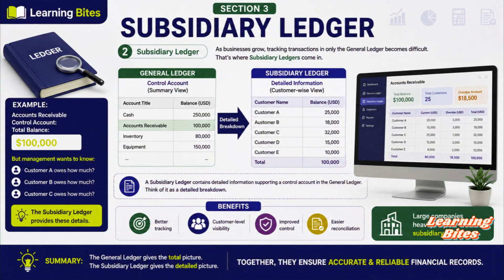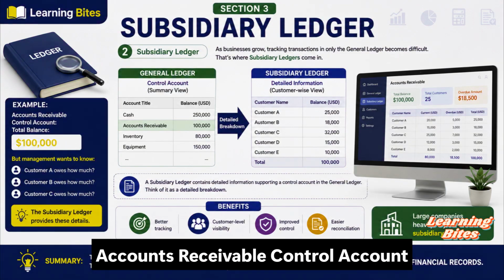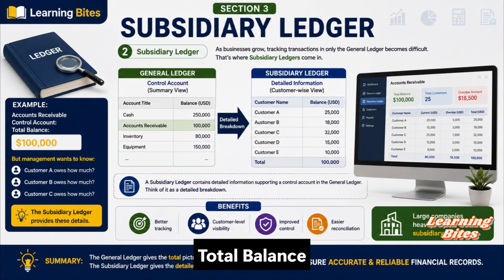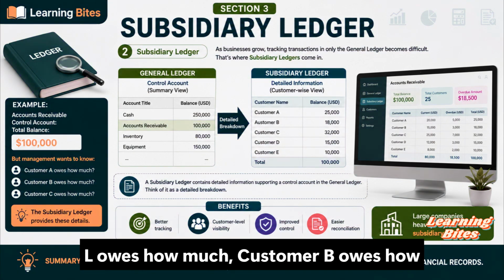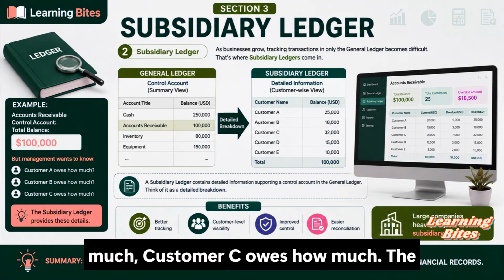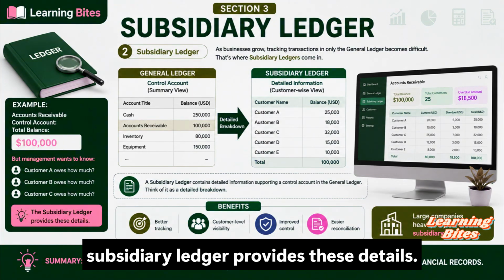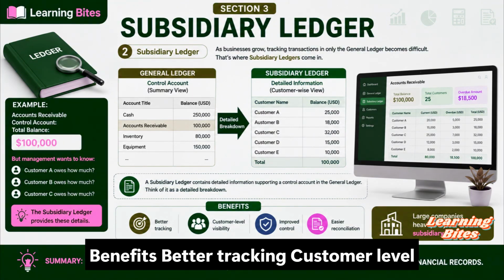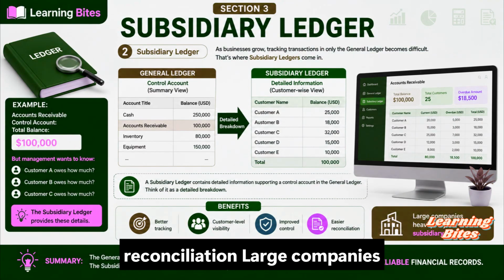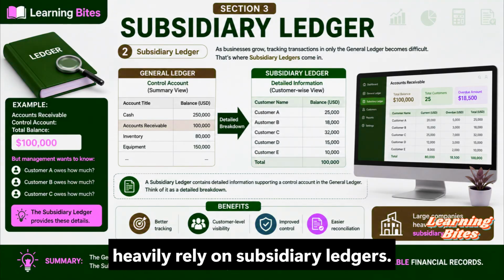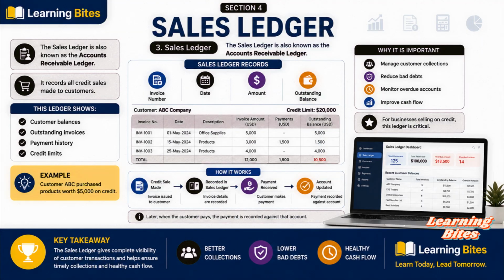Example: accounts receivable, control account. Total balance, $1,00,000. But management wants to know: customer A owes how much, customer B owes how much, customer C owes how much. The subsidiary ledger provides these details. Benefits: better tracking, customer level visibility, improved control, easier reconciliation. Large companies heavily rely on subsidiary ledgers.